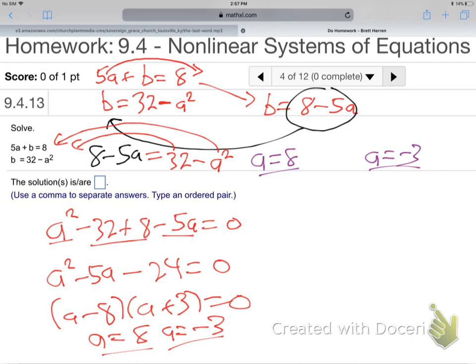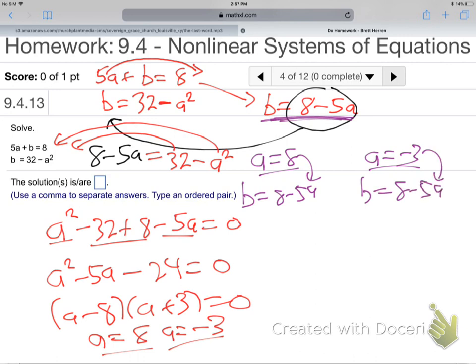Back to the original, but remember, I have A. I want B. Is there any place on the screen where B's already alone? Right here. See, it's almost always the thing we plugged in that we plug back into at the end. That's the easiest, isn't it? Because B's already alone there. 8 minus 5A, just plug that in. Same thing over here, 8 minus 5A, just plug that in.